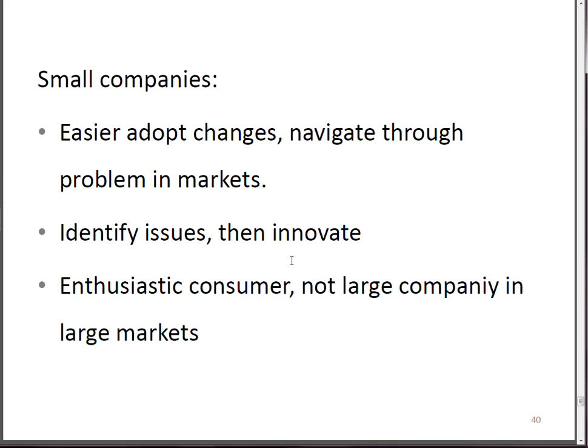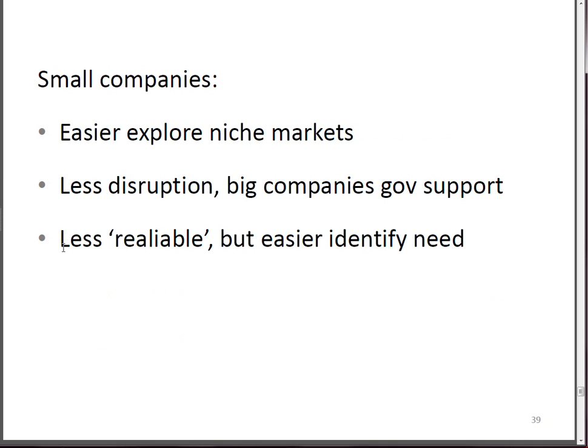For small companies, it's also easier to adopt changes. If you need immediate change from today to next year, it's easier to implement it if you're a small company, because it's not that difficult to navigate through problems that you find in the market. Now, you can say that small companies' processes are so-called less reliable. However, it is easier for them to identify needs, market needs. So you have to balance identifying the needs with trying to produce something which is reliable, which is viable, and which will sell in the market.